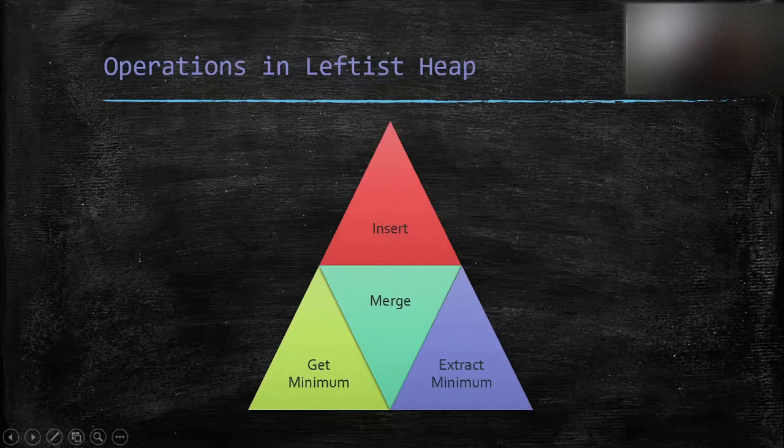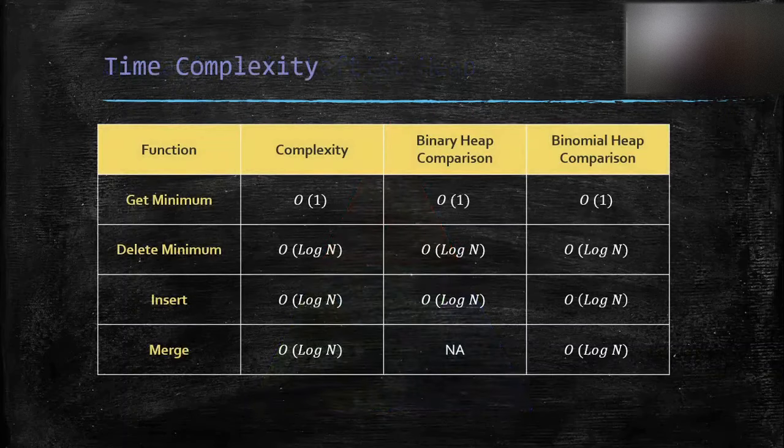There are four operations that can be performed in a leftist heap. One is insert, to insert a value into the heap. Then merge two heaps. Then get minimum, and extract minimum, which is to get the minimum and delete that node. There is a comparison of time complexities of these functions with binary heap and binomial heap. Get minimum is the same for all. For binomial heap the insert operation takes mostly O(1) time, but in the worst case it also takes log n time, so their complexity is almost similar.